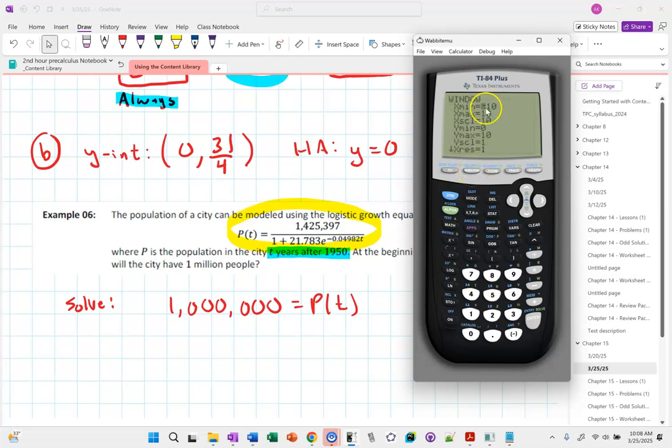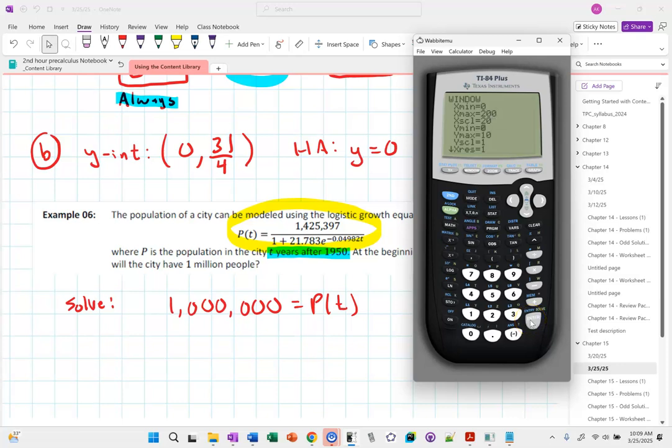So for a window, I'm going to start at 0 for 1950. I don't know how long it's going to take, but given the life of a city, I would think no more than 200 years, right? I don't know how big this city is in 1950. I guess I could figure it out by just computing the y-intercept, but I don't probably need to do that. I can probably just go to 200 and be fine.